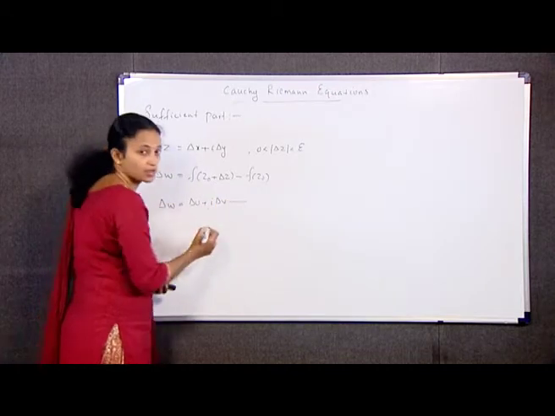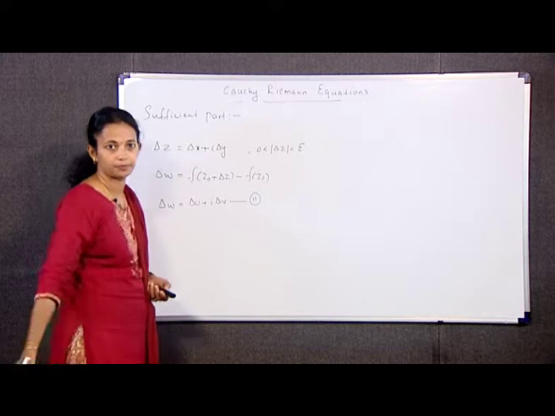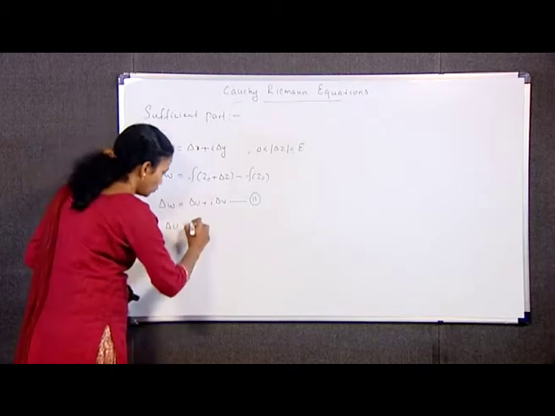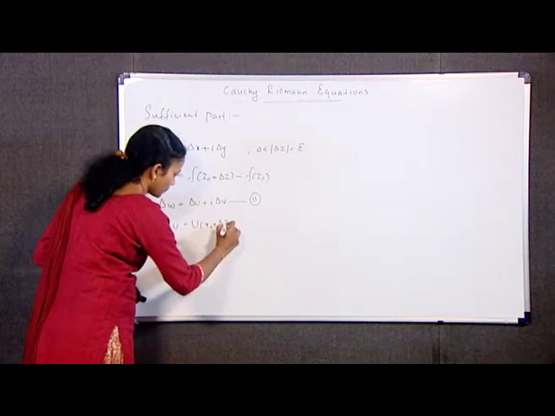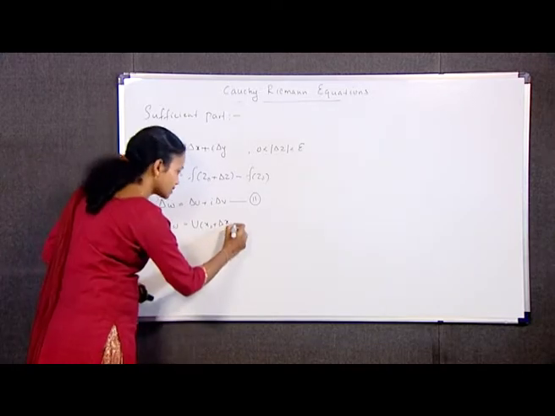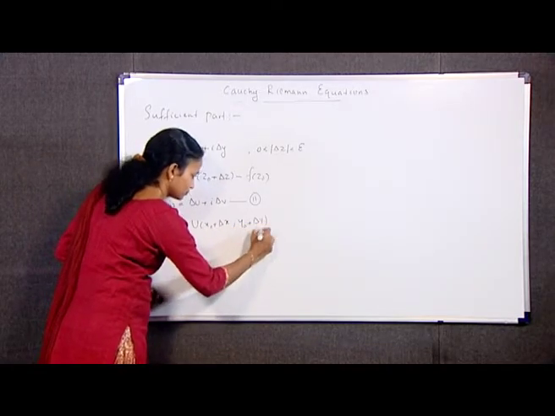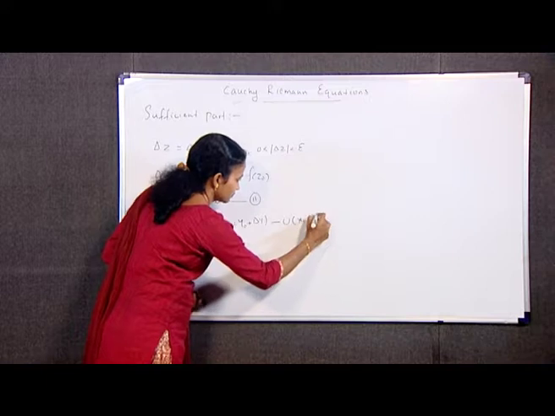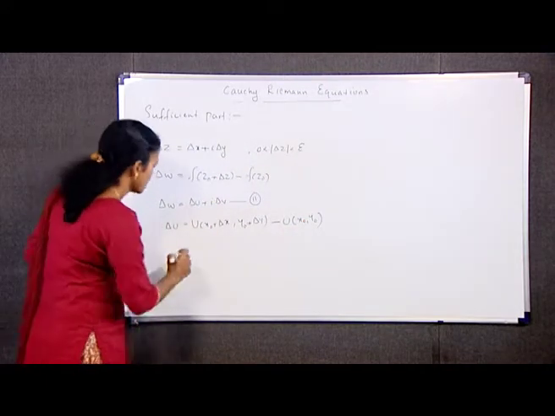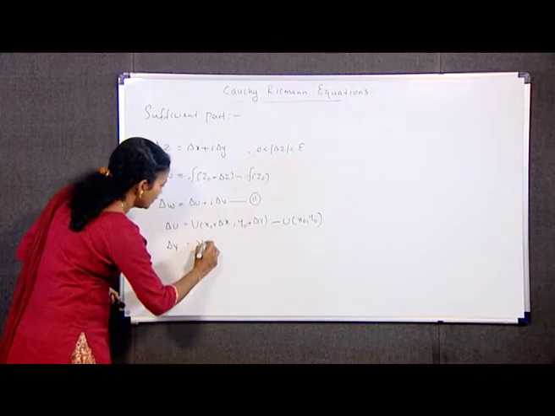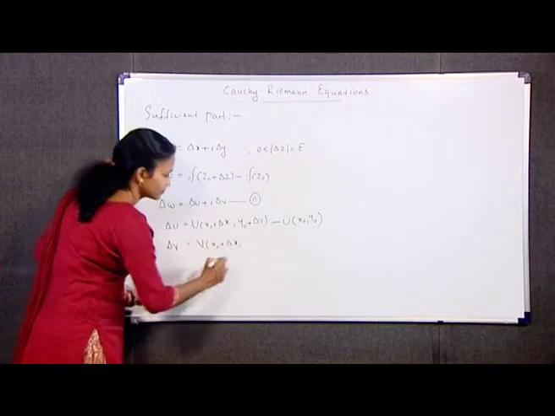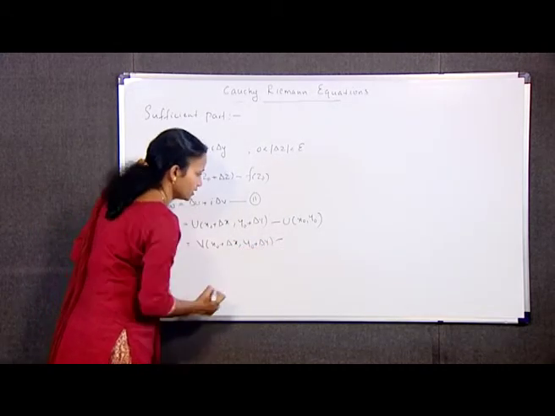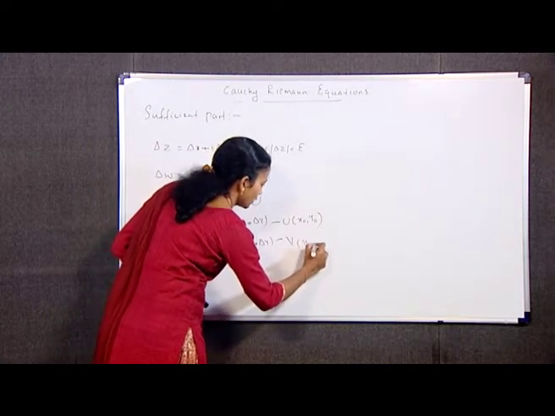We can mark it as equation number 11, where delta u is equal to u(x naught plus delta x, y naught plus delta y) minus u(x naught, y naught). This is our delta u. And of course, delta v is equal to v(x naught plus delta x, y naught plus delta y) minus v(x naught, y naught).